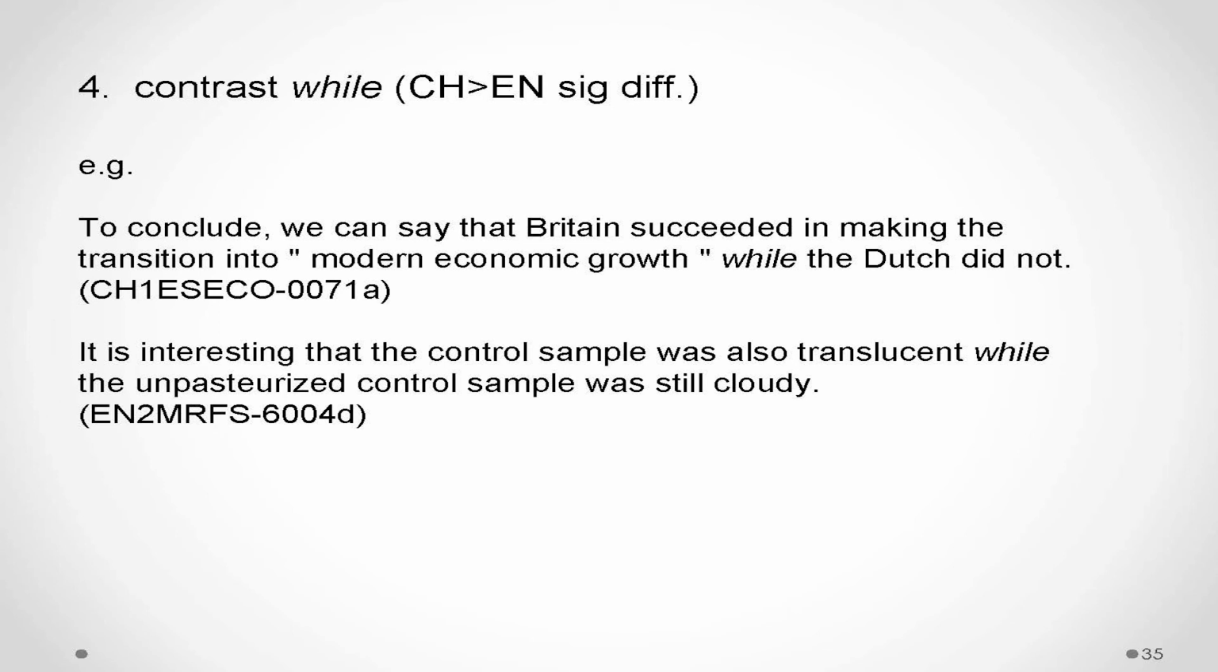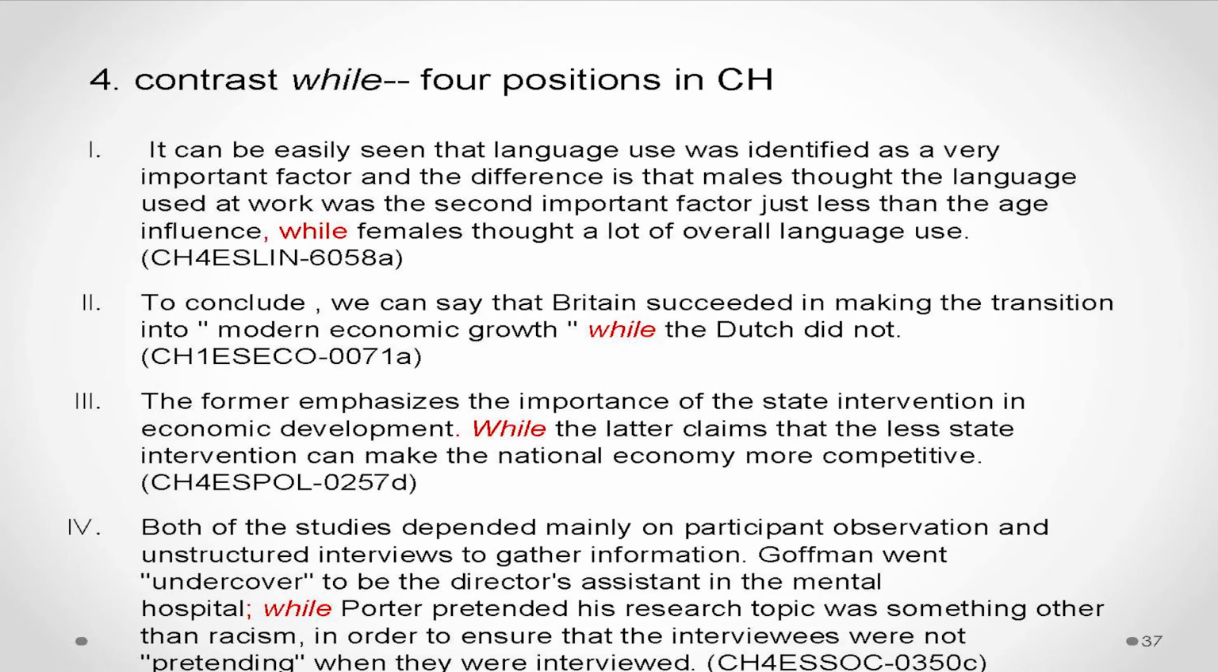Two positions might be within a sentence, with a comma before it or without, and while can be used in the sentence initial position, and the last one shows while can be used after the semicolon. But for English students, they use only two medial positions like this.